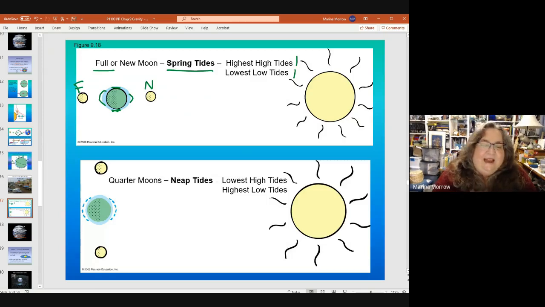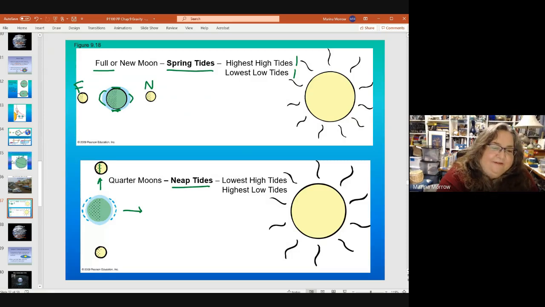Now, the other thing that can happen, though, is sometimes the sun and the moon don't help each other out. They're perpendicular in their forces. So in this case, you have the force of the moon in one direction and the force of the sun in a different direction. What that does is it kind of evens out the tides around the Earth. And those are called neap tides. They occur when there's a quarter moon.